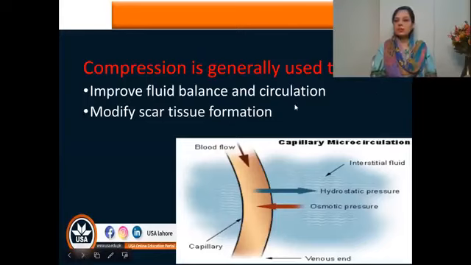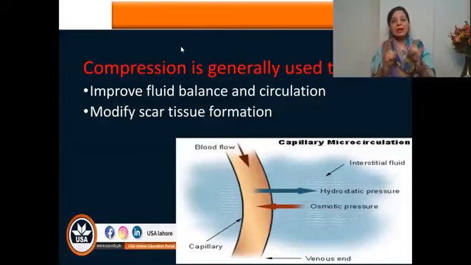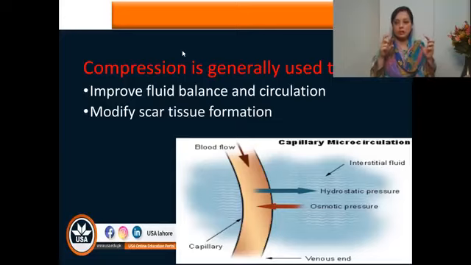Compression is generally used to improve fluid balance and circulation and to modify scar tissue formation. Basically, compression is going to improve fluid balance and circulation. This is the first and most important thing you have to understand. And next, what is this scar tissue formation? We'll study it in detail then.